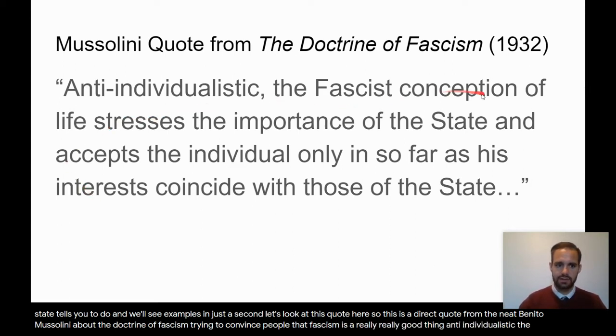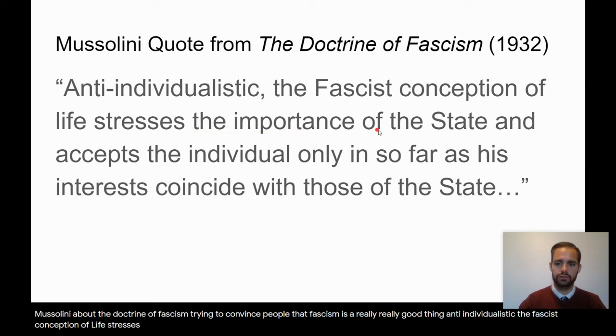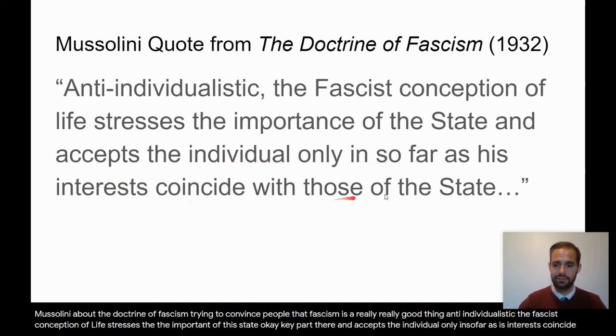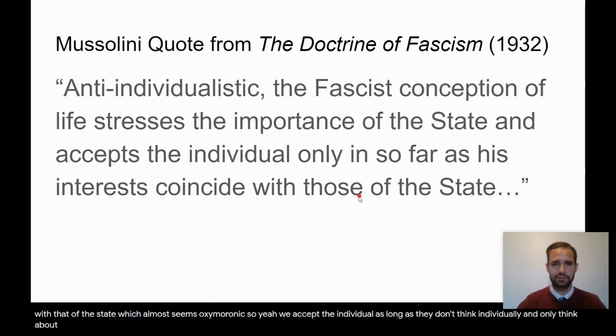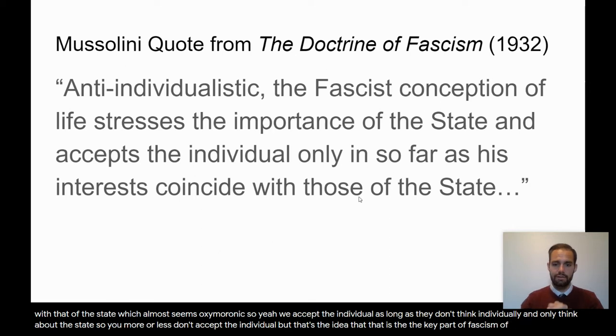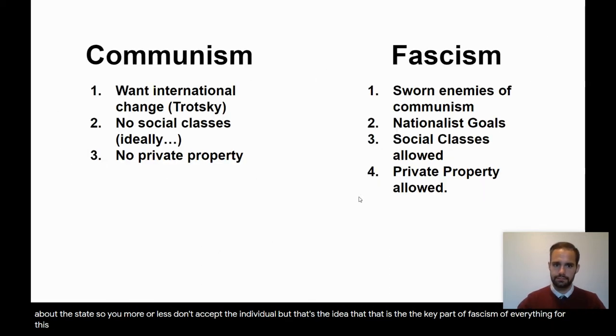Anti-individualistic, the fascist conception of life stresses the importance of the state. Okay, key part there. And accepts the individual only insofar as his interests coincide with that of the state, which almost seems oxymoronic. So, yeah, we accept the individual as long as they don't think individually and only think about the state. So you more or less don't accept the individual. But that's the idea there. That is the key part of fascism, everything for the state.